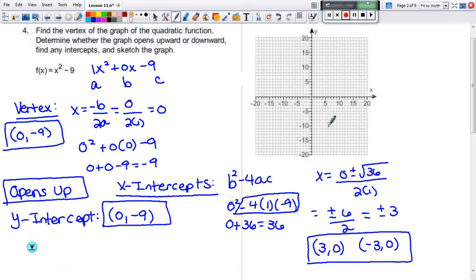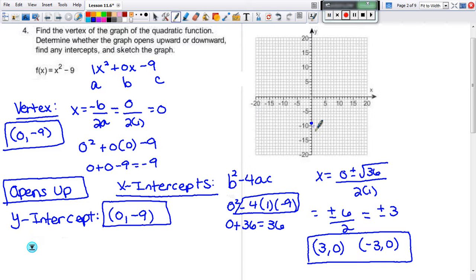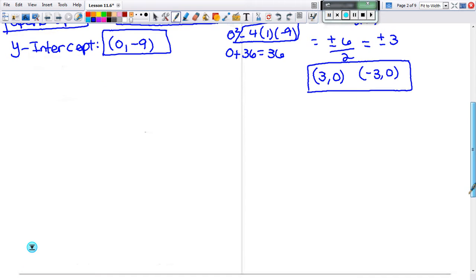Okay, so you always graph your vertex first. So 0 and negative 9 is right here. This thing's really tiny. And then I'm going to do my x and y intercepts at 3 and negative 3. Right here, 1, 2, 3. Okay, so this is a skinny little graph. Connect it with a U-shape. Okay, that's number 4. That's it for that one.